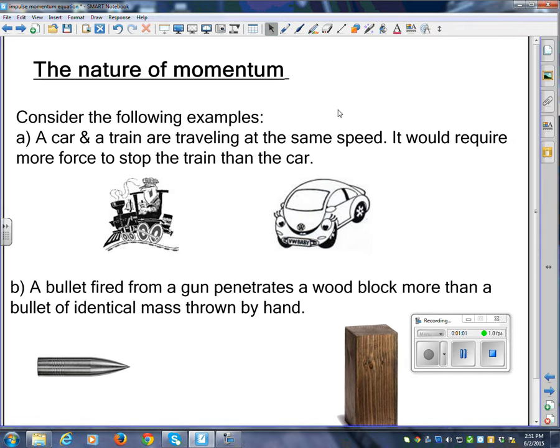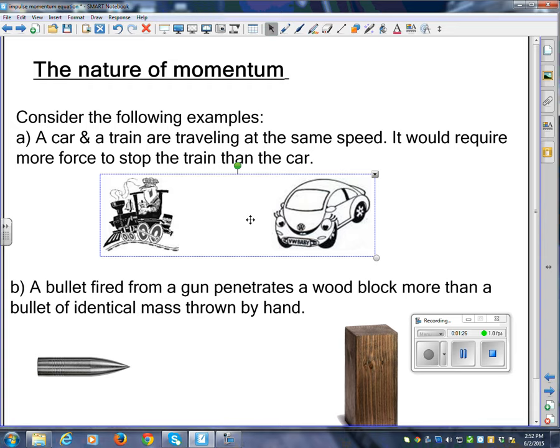So, the nature of momentum. Consider the following examples. A car and a train are traveling at the same speed. It would require more force to stop the train than the car. How come? Because the train is considerably more massive than the car, right? The train is much, much bigger than the car, so it has more momentum.